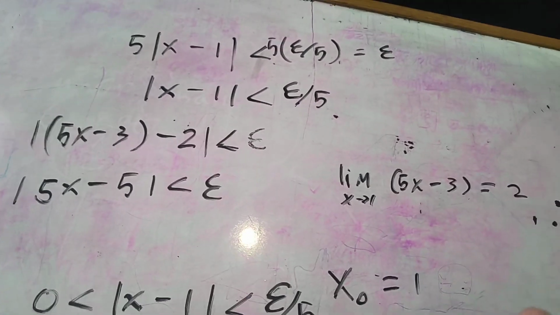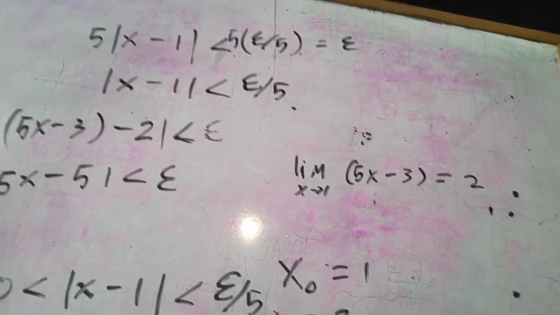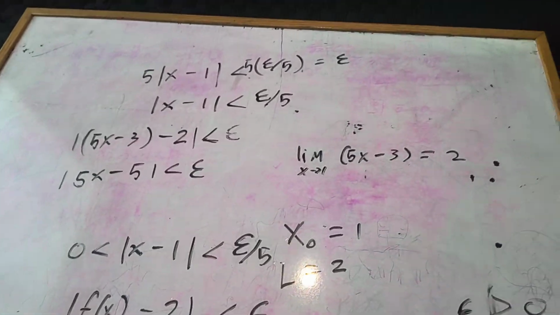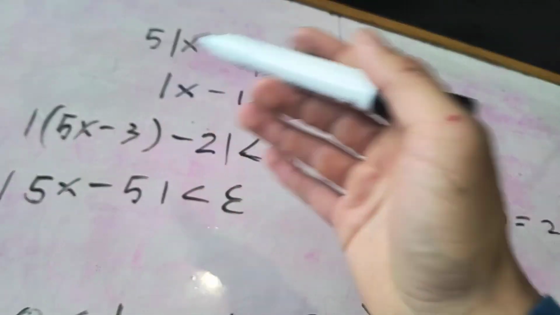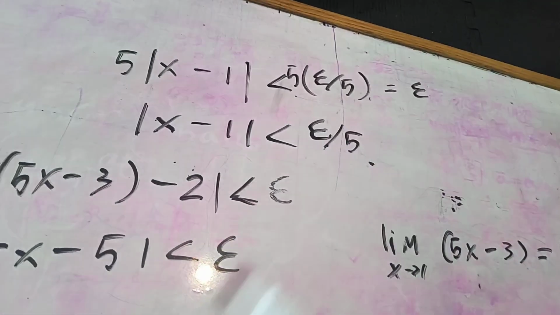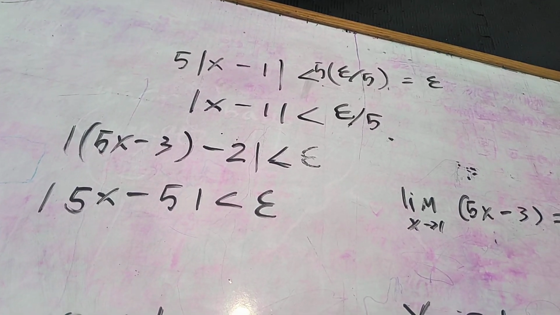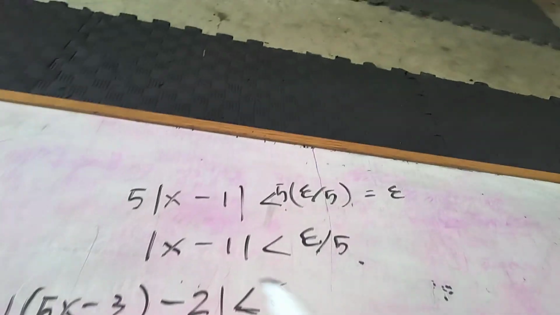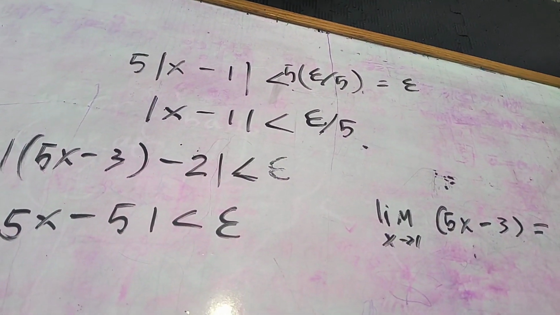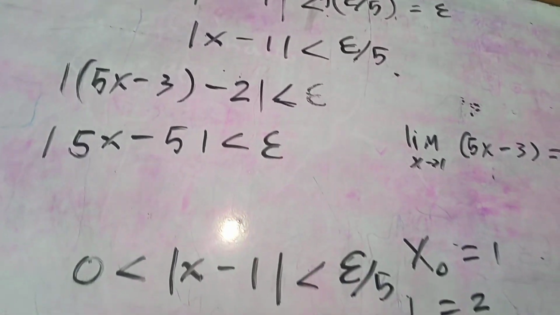So yes, that's how we go through it. We need to find the delta such that the inequality for this still stays within epsilon. So yes, that's how you find it. That's how you prove it.